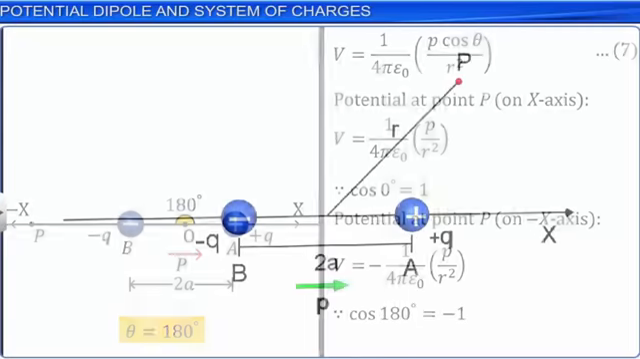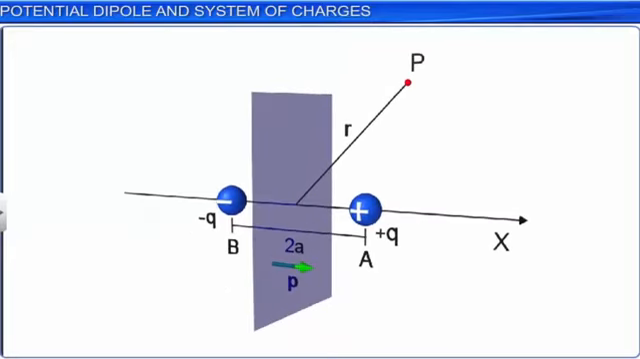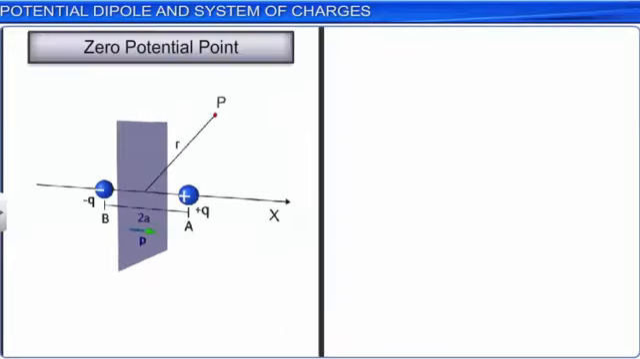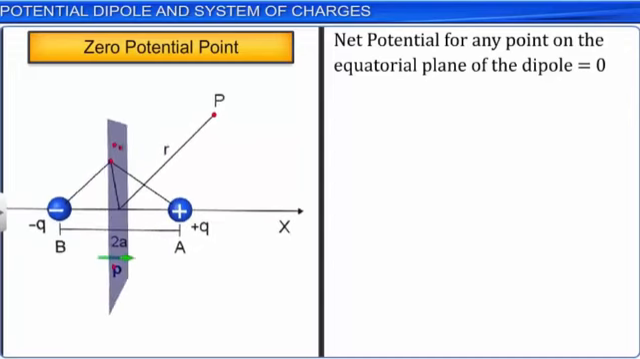For any point on the equatorial plane of the dipole, the net potential will be 0, since plus q and minus q cause equal positive and negative potential respectively on the plane, and as theta is equal to 90 degrees. Therefore, cos 90 degrees is equal to 0.